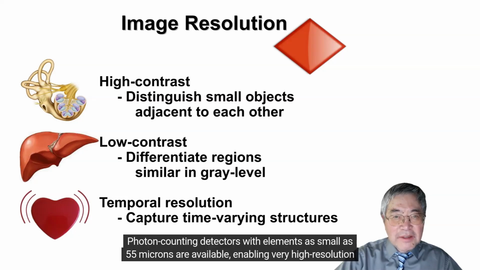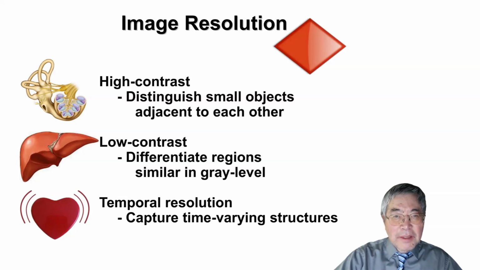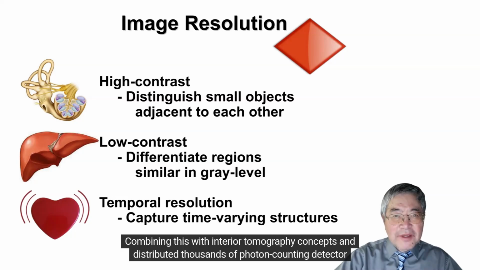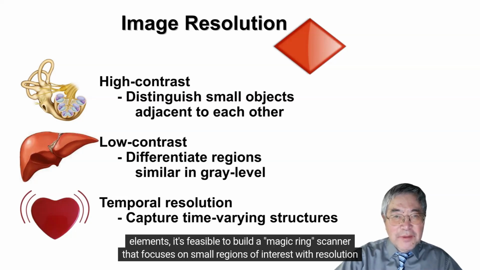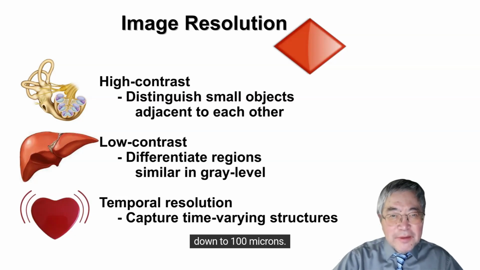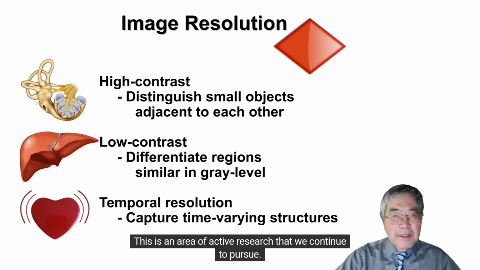Photon counting detectors with elements as small as 55 microns are available, enabling very high-resolution imaging. Combining this with interior tomography concepts and distributed thousands of photon-counting detector elements, it's feasible to build a magic ring scanner that focuses on small regions of interest with resolution down to 100 microns. This is an area of active research that we continue to pursue.